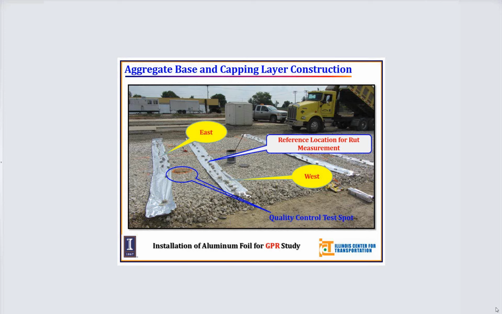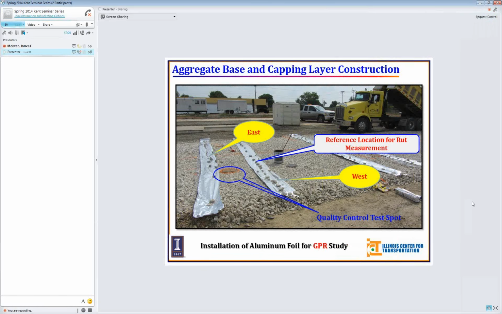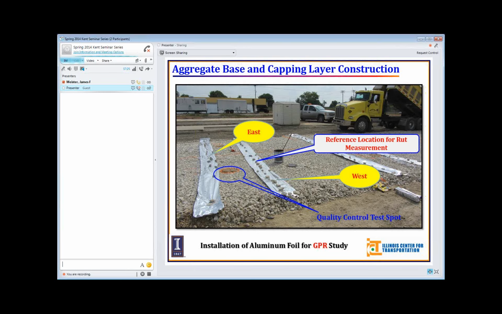So if we can remember the formation, we'll see that each of the test sections out of those 24 was 15 feet long. So we were taking the rod measurements at 5 feet intervals, like 5 feet and 10 feet, and we were defining it as east measurement and west measurement, and that's where we have placed the aluminum foil for future subsurface exploration with the ground penetrating radar.